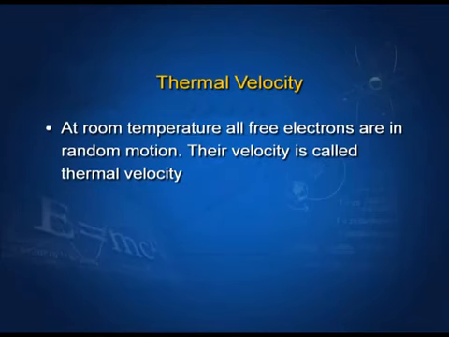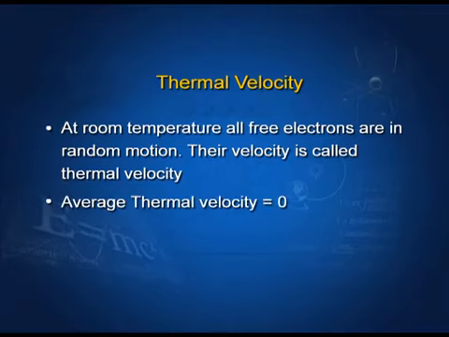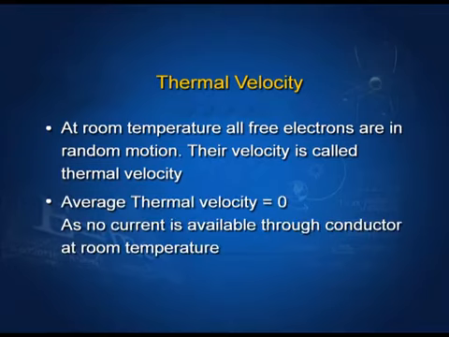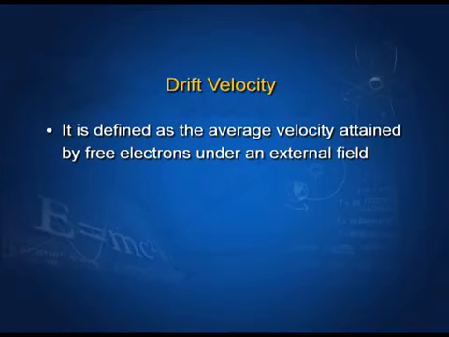Thermal velocity. At room temperature, all the free electrons are in random motion. Their velocity is called thermal velocity. Average thermal velocity equals 0, as no current is available through the conductor at room temperature. Drift velocity is defined as the average velocity attained by free electrons under an external field. Let's study the derivation for drift velocity.